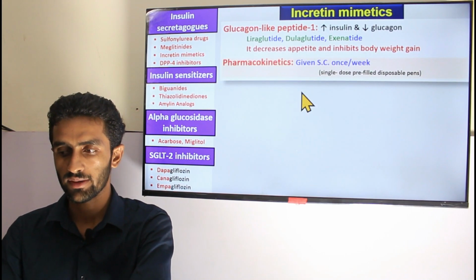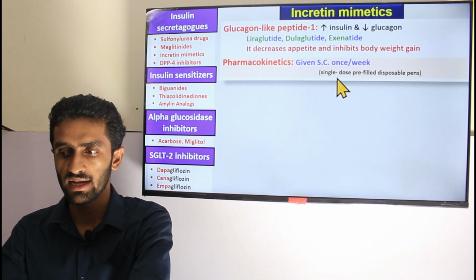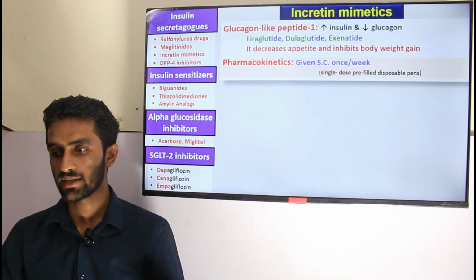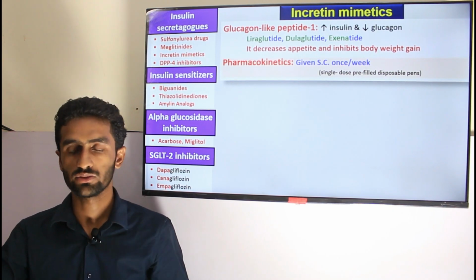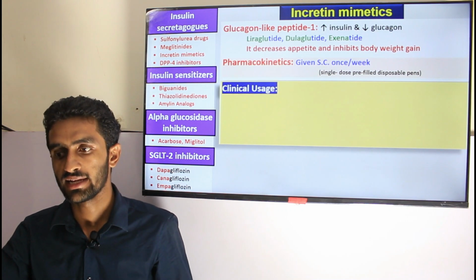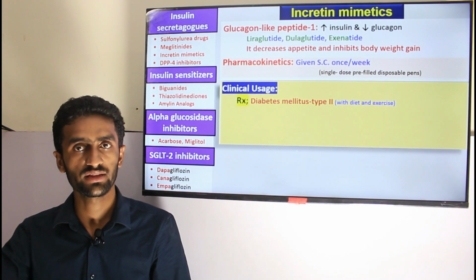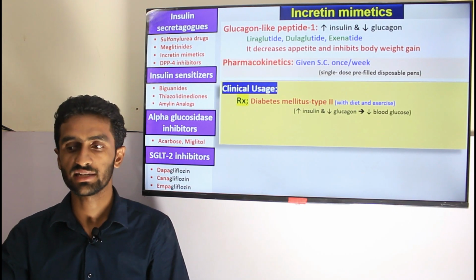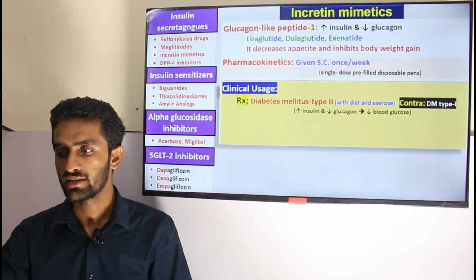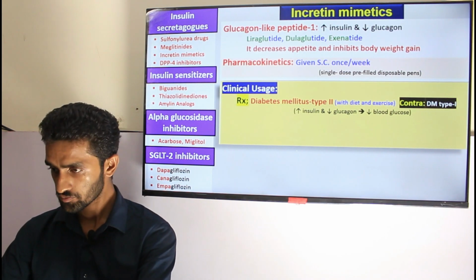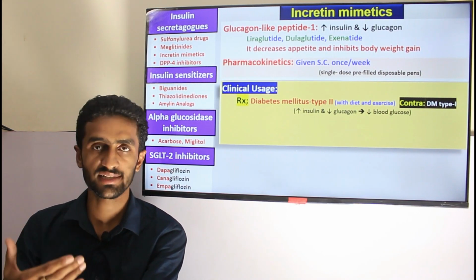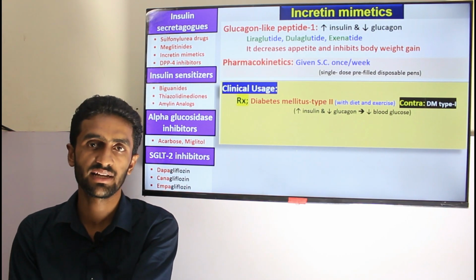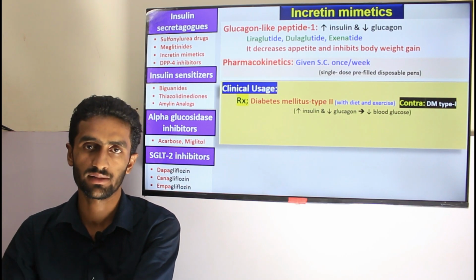Okay, so their pharmacokinetics: they are given subcutaneously once a week, and they come in single-dose pre-filled disposable pens, so you only use one once a week, subcutaneously. Clinical use is diabetes mellitus type 2 along with diet and exercise, because they increase the insulin and decrease the glucagon, which decreases the blood glucose. But they are contraindicated in type 1, because if you increase the incretin level, they affect the pancreatic beta cell, while in type 1 there is a dysfunctional pancreatic beta cell.